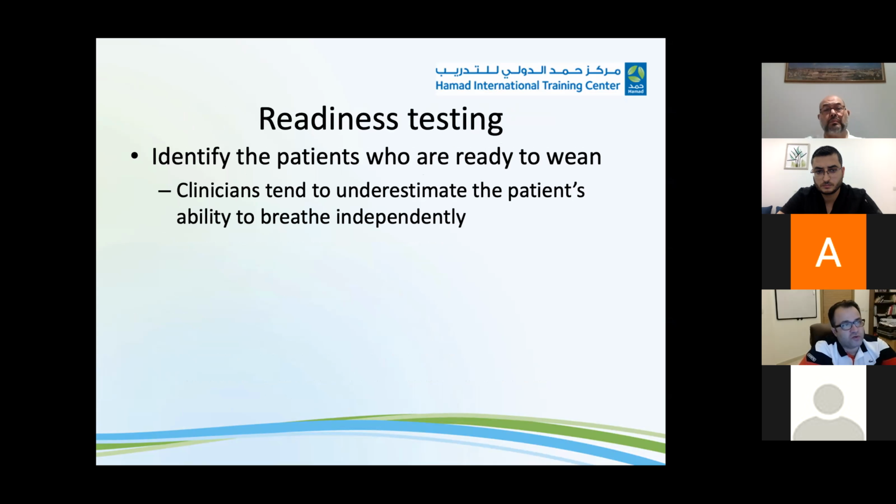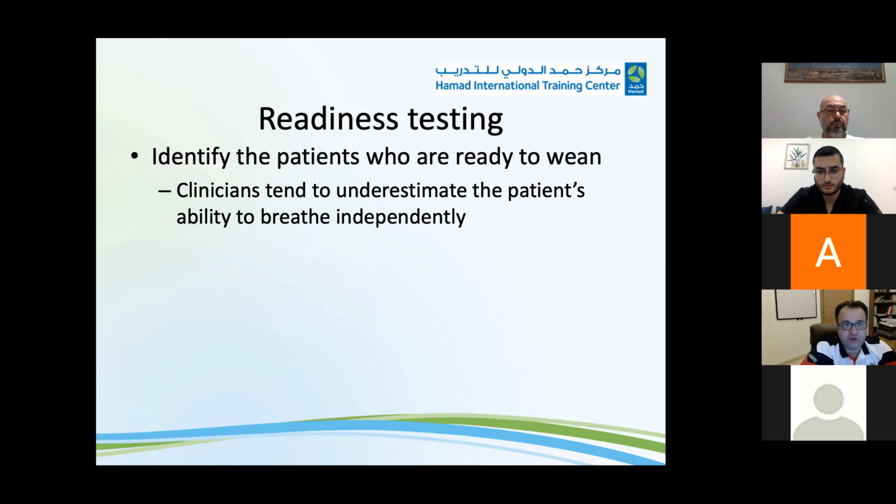So after you stop the sedation, how do you assess the readiness for weaning? You should first identify the patient who is ready to wean. And you have to understand that clinicians have historically tended to underestimate their patients' ability to breathe independently.